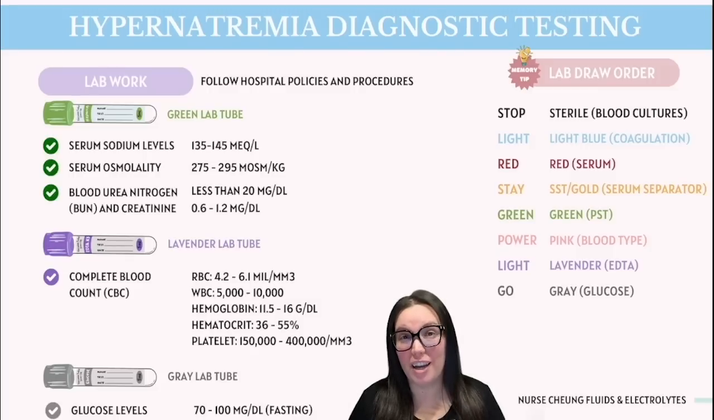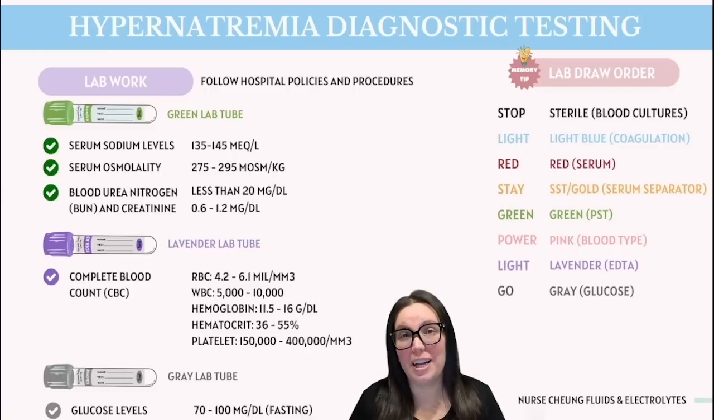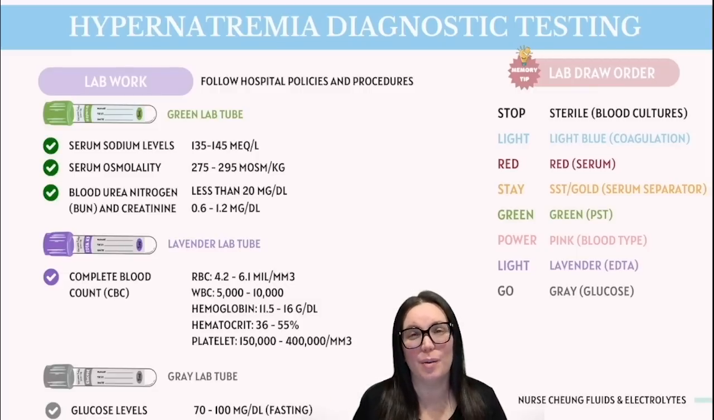We're also going to run a blood urea nitrogen as well as a creatinine to see if the kidneys are working appropriately. If these levels are elevated, it could tell us that the kidneys are not filtering properly, which could be contributing to our high sodium. A normal BUN should be between 7 to 20, and a normal creatinine should be between 0.6 to 1.2.